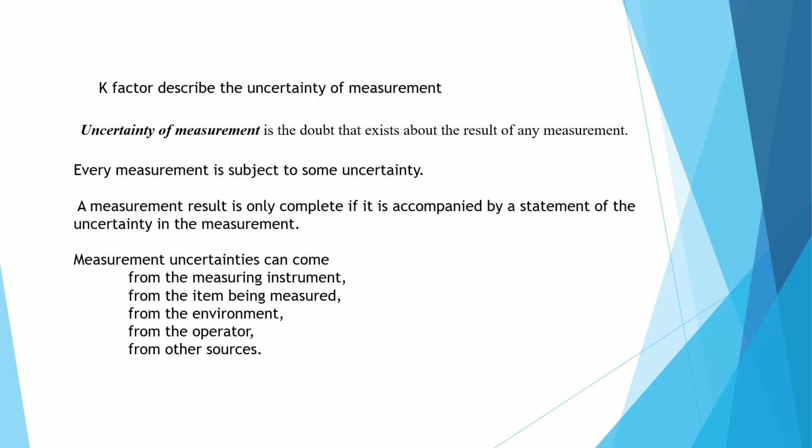What does uncertainty of measurement mean? It's doubt about the exactness of the result of any measurement. We know every measurement is subject to some uncertainty. A measurement result is only complete if it comes with a statement of the uncertainty in the measurement. Measurement uncertainty can come from the measuring instrument, from the item being measured, from the environment, from the operator, or other sources.